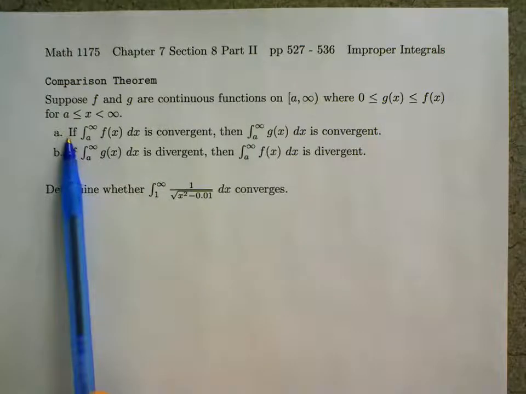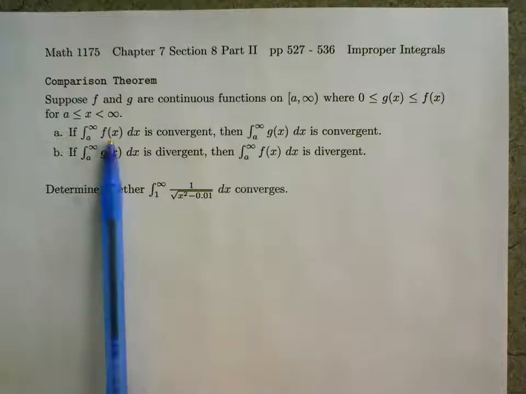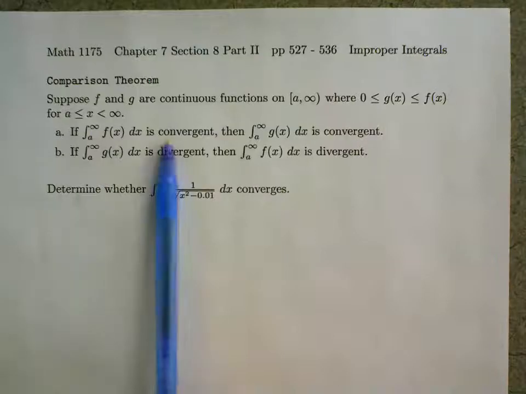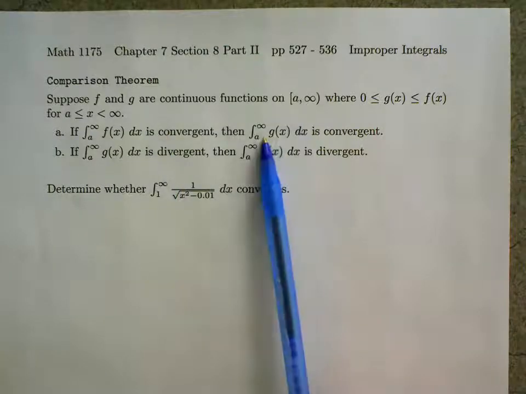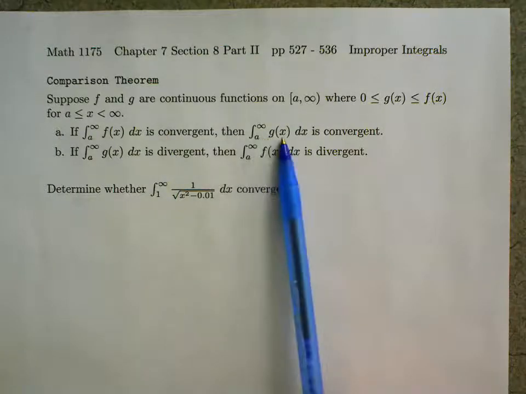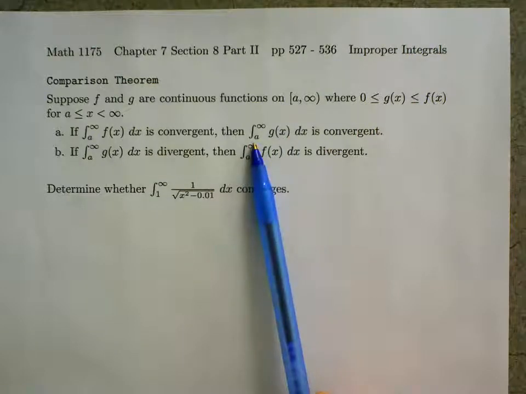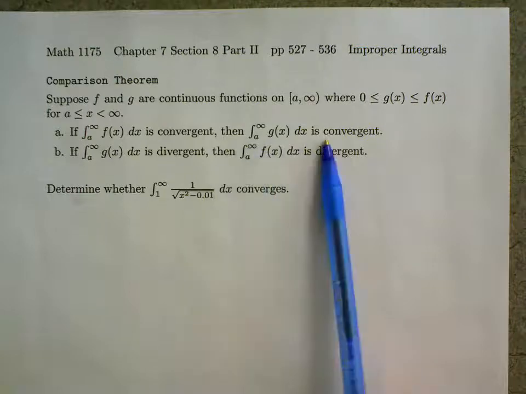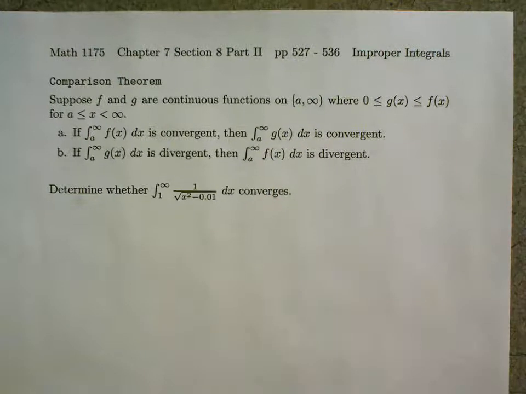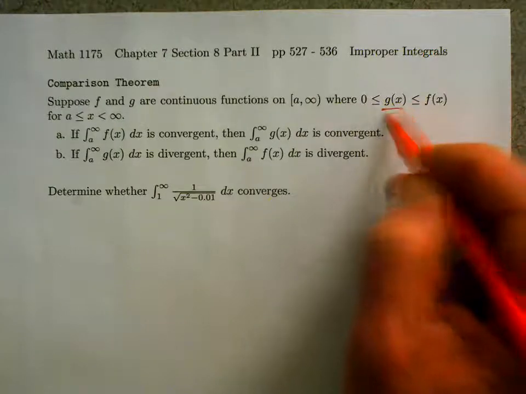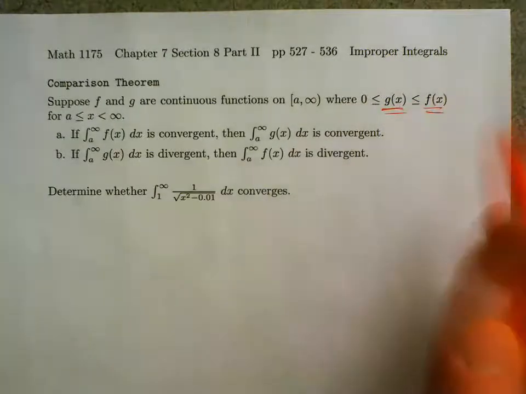Okay, if the improper integral of f of x dx from a to infinity is convergent, then so will the improper integral of g of x dx be convergent from a to infinity. So key observation for this part A is the fact that g of x is less than or equal to f of x.